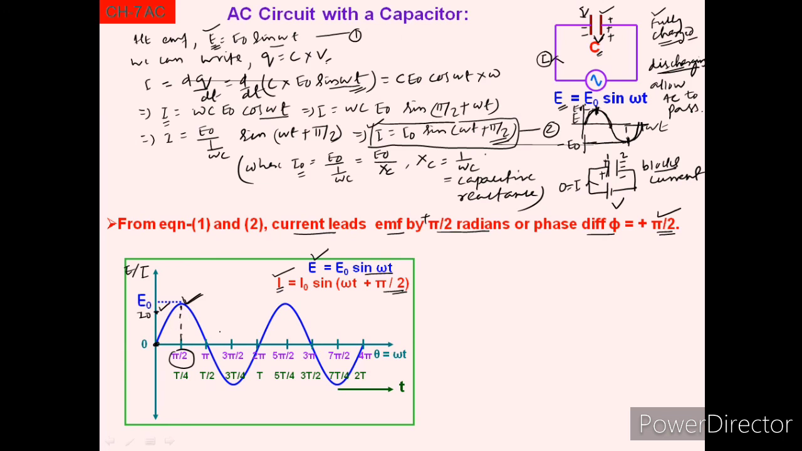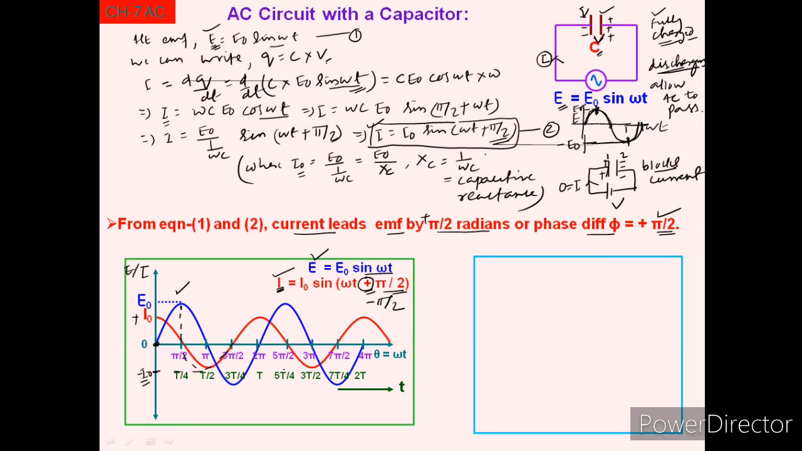achieved this value. In the same way, when the alternating EMF achieves the minimum value, that must have been achieved by the current before pi by 2, means at pi by 2 it must have achieved that value, and so on. So when you plot the graph, it is going to be somewhat like this, as shown in the figure.